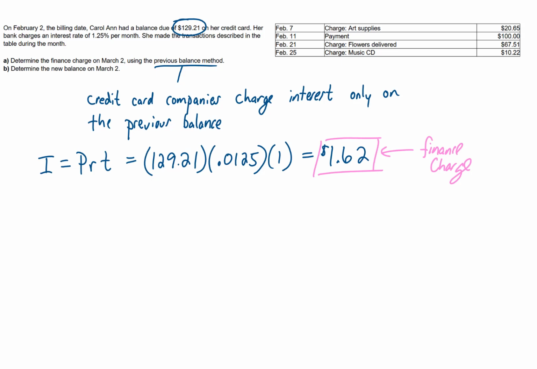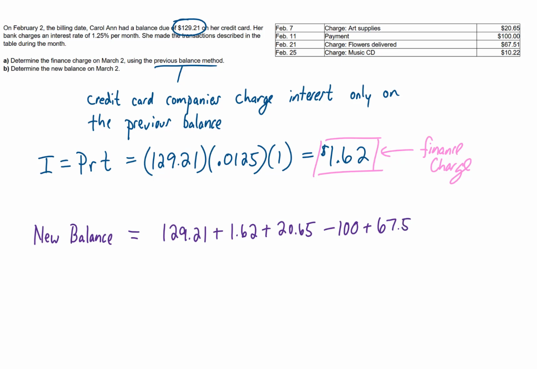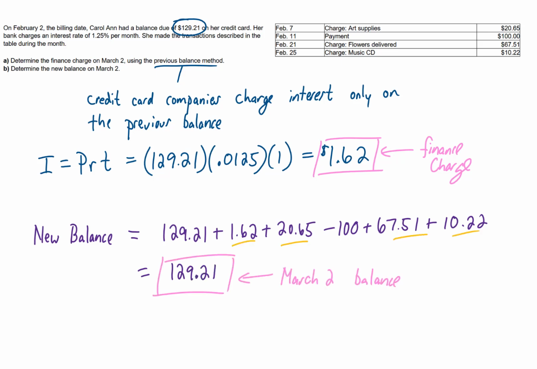Now, as far as Carol Ann's new balance goes, we just need to add and subtract everything up. We started with $129.21 balance. We're going to add to that a $1.62 finance charge. Carol Ann also charged $20.65. She then made a payment of $100, thus reducing her balance. And then she bought $67.51 worth of flowers and a CD for $10.22. And okay, that was a coincidence. I added all those numbers up and got that her new balance is the exact same thing as her old balance. Okay, that was a long one.